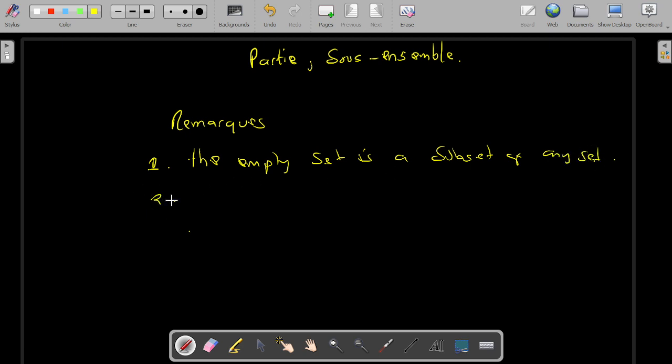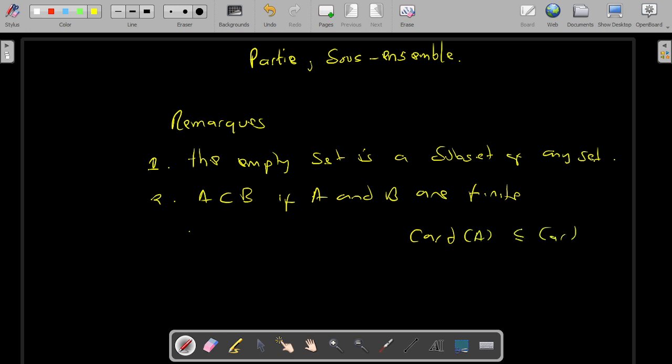Then secondly, if A and B are finite sets, and A is a subset of B, then the cardinality of the set A has to be less than or equal to the cardinality of the set B. Basically, if A is a subset of B and A and B are finite, then the number of elements in the set A is less than or equal to the number of elements in the set B.